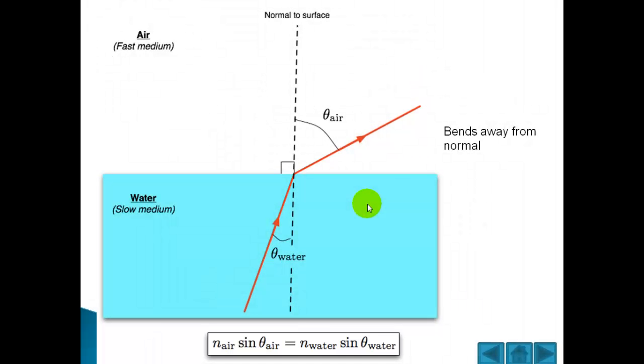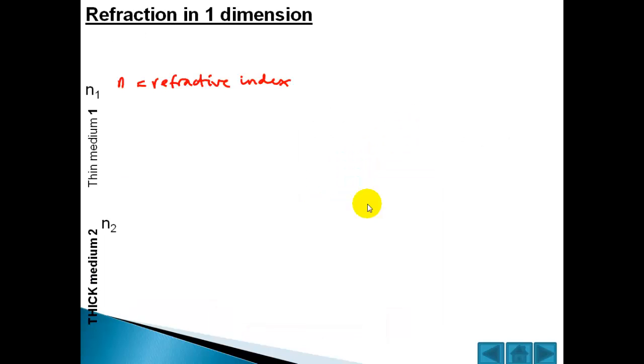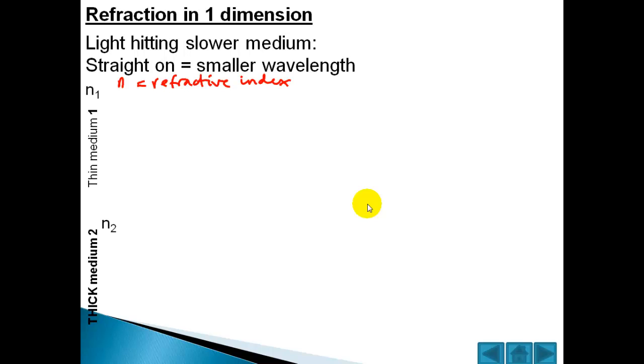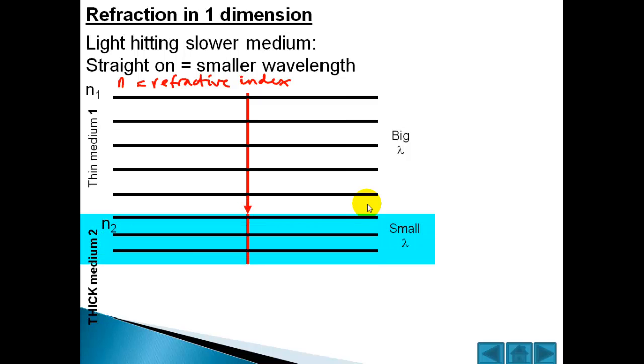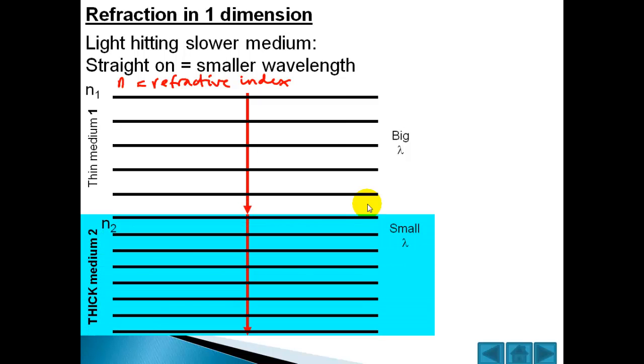Let's look at refraction in one dimension, just going in a line. We'll show the wavelengths going from a fast medium into a slower medium. What you'll find is that the wavelength will get smaller. The light is travelling down with a large wavelength, goes into the second medium, it slows down, and the wavelength gets shorter. What you will find is that the frequency will be unchanged. So frequency 1 is equal to frequency 2.